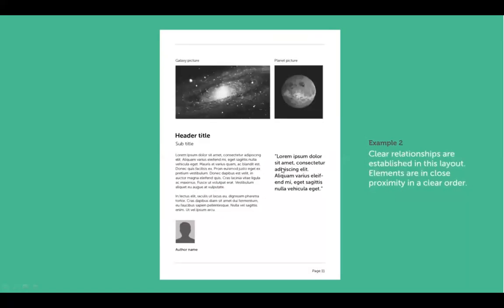So in this other one, you can see clear relationships are established in this layout. Elements are in close proximity in a clear order. Still, you can see the picture is down, the caption is up. So that means this caption is connected to this. This caption is connected to this other one. And then this header title is connected. It is also connected to this. So when we are showing proximity, we can show proximity.